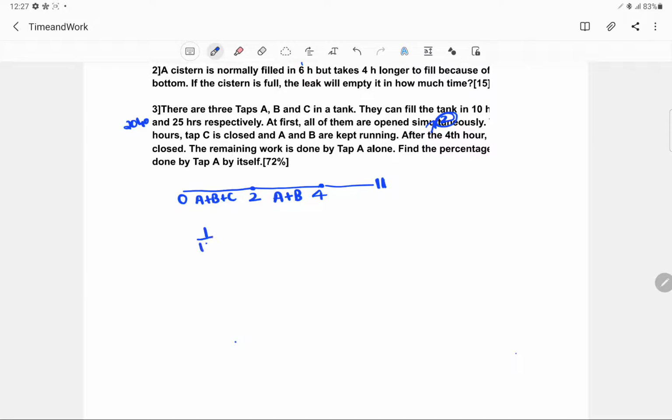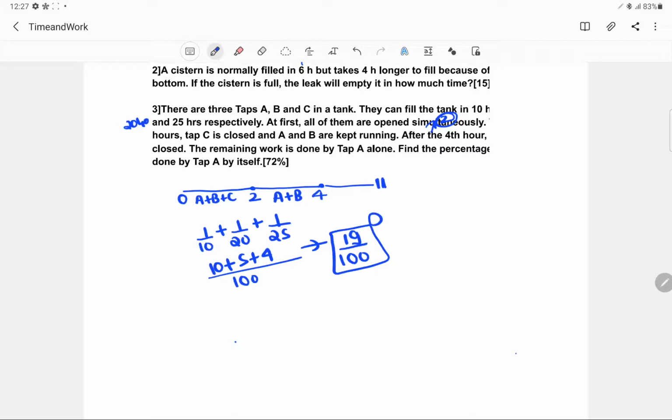So the 1 hour work is 1 by 10 plus 1 by 20 plus 1 by 25. What could be the LCM of that? 100. This is like 10 plus 5 plus 4. So their 1 hour work combined would be 19 by 100. If filling the tank is 1 work, then the amount of the tank that they are able to fill in 1 hour is 19 by 100. So for the first 2 hours, all 3 of them will be running.